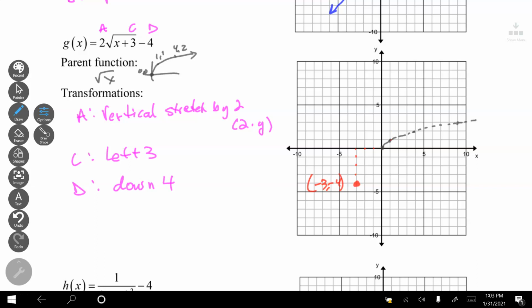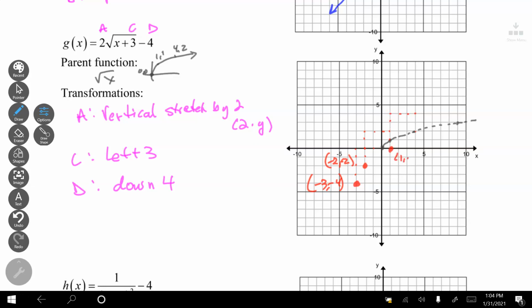And then over here at 1, 1, I'm going to double the Y to be at 1, 2. Left 3, 1, 2, 3, down 4, 1, 2, 3, 4. And there I'm at the point negative 2, negative 2. This point here at 4, 2, I'm going to double it to be at 4, 4. 1, 2, 3, 1, 2, 3, 4.